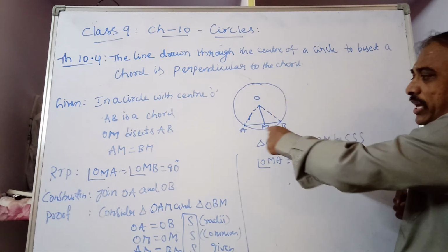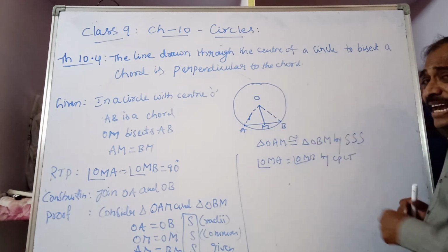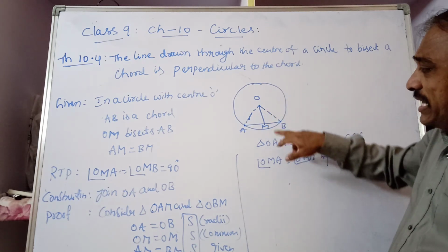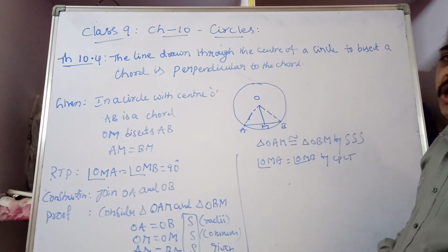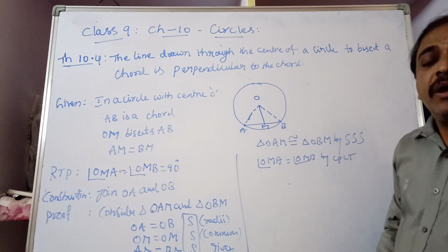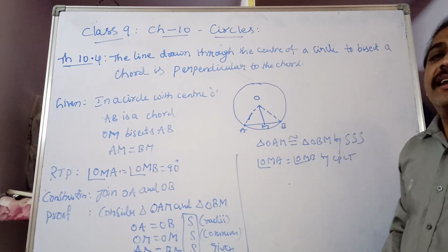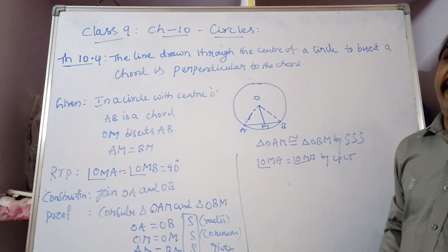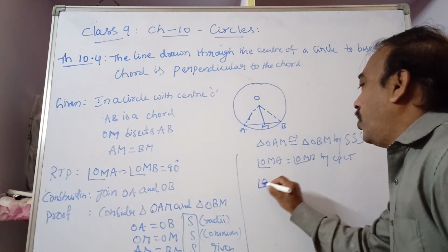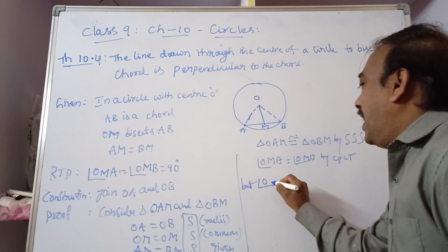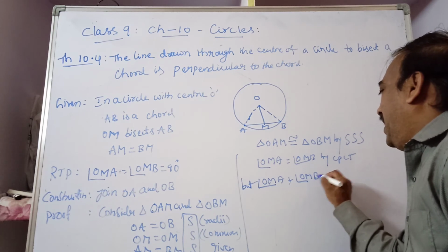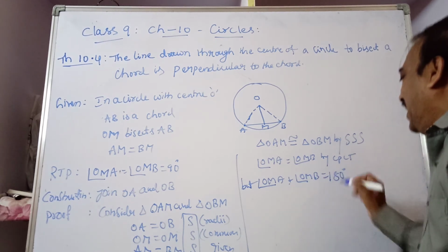You observe angle OMA and angle OMB are on a straight line. So angles which have a common arm and common vertex are adjacent angles. Adjacent angles on a straight line form 180 degrees. We call it, yes, the word is linear pair. Good. So angle OMA plus angle OMB is equal to 180 degrees.